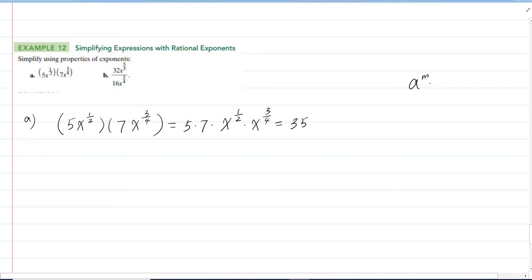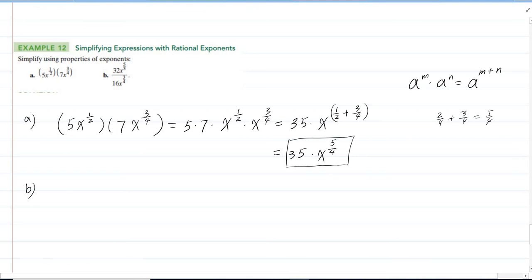Just in case you forgot, you can use this formula. If you have the same base, you can just add the exponents. Now that'll give you x to the 1 over 2 plus 3 over 4 power. So we continue to simplify it. That will be 35 times x to the what power? In this case, 1/2 is just going to be 2 over 4 plus 3 over 4, which gives you 5 over 4. So that will be 5 over 4 power, and that will be your final answer.